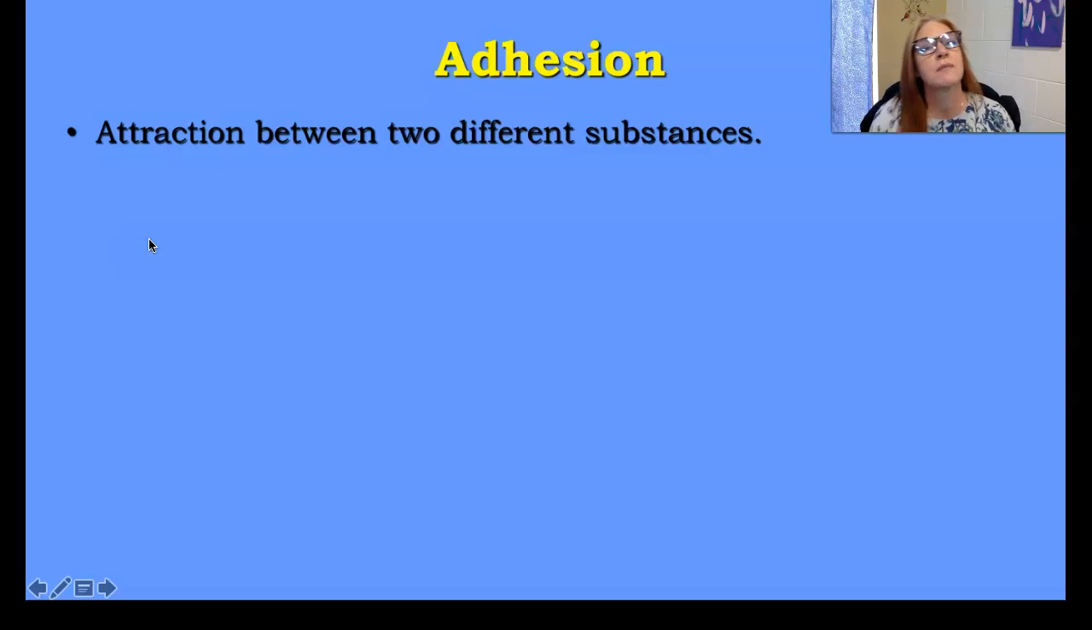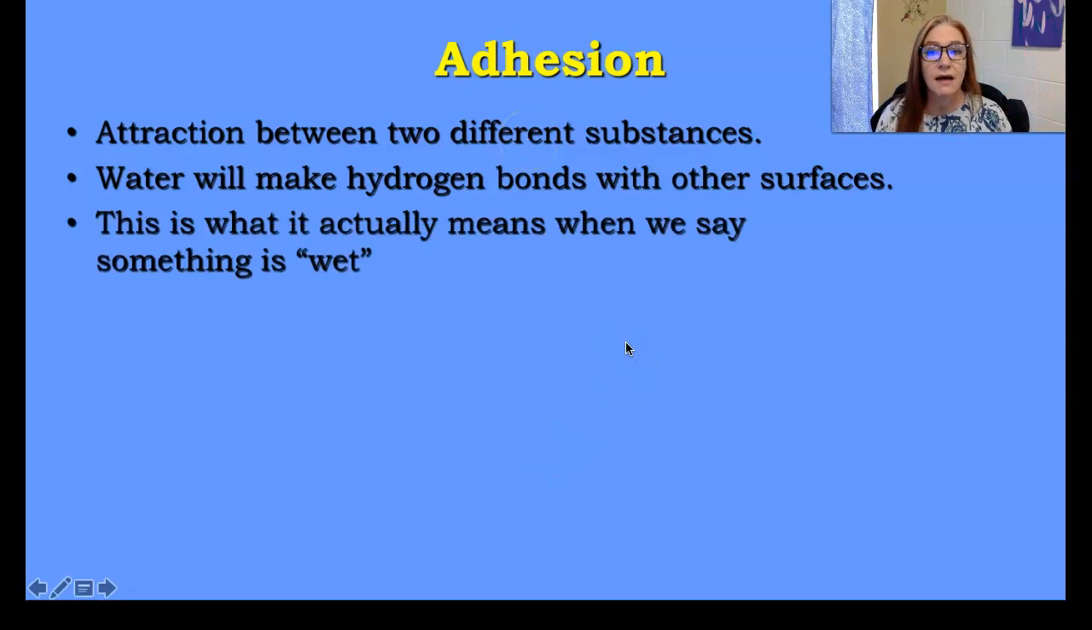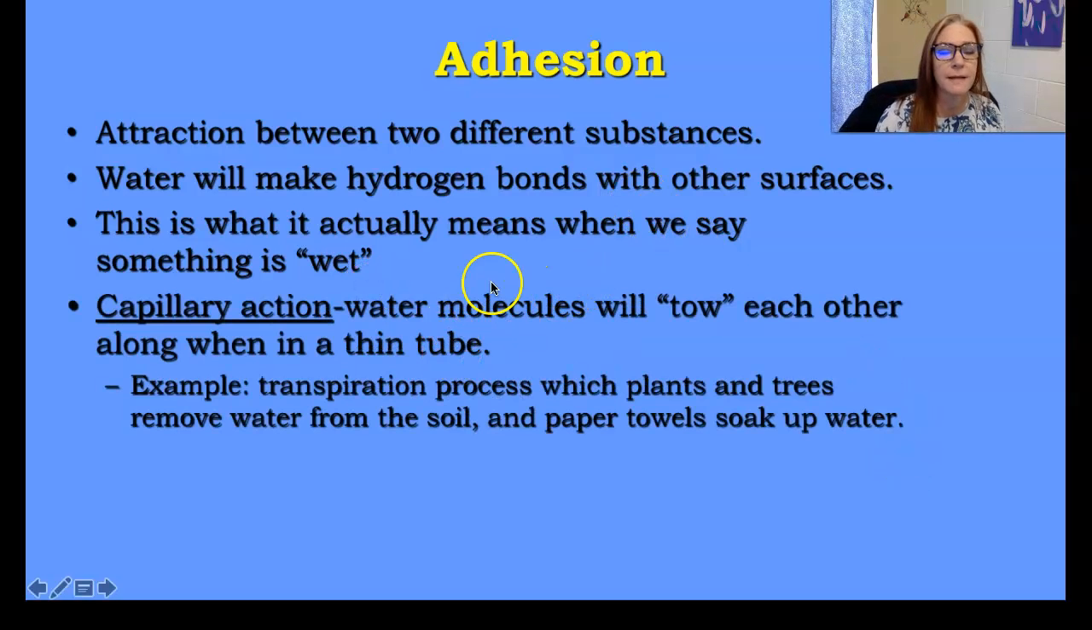Adhesion is water being attracted to other things. Water will make hydrogen bonds with other surfaces depending on the surface. And this is kind of what being wet means. You don't really think about why something gets wet. It's because water sticks to it on a molecular level. This results in several different phenomena in the natural world and in living bodies.